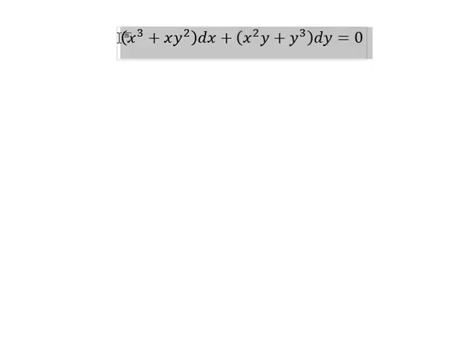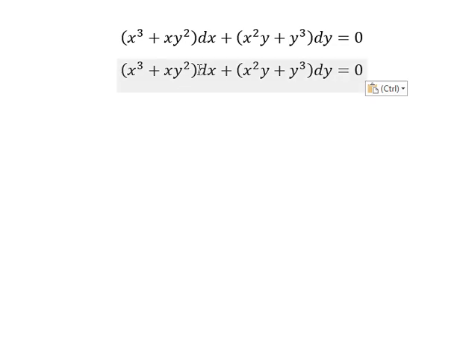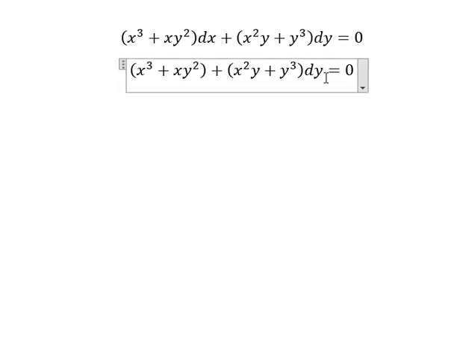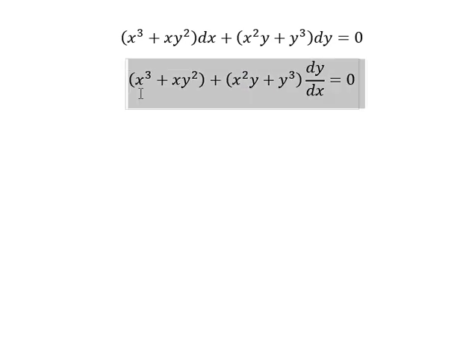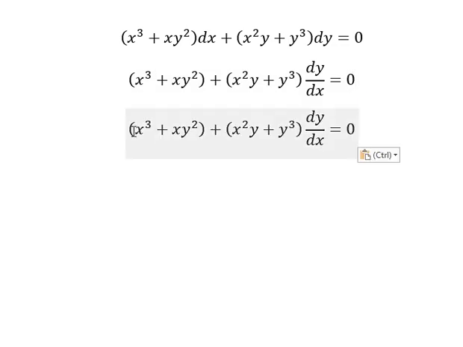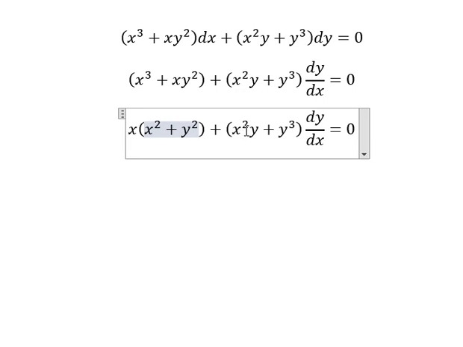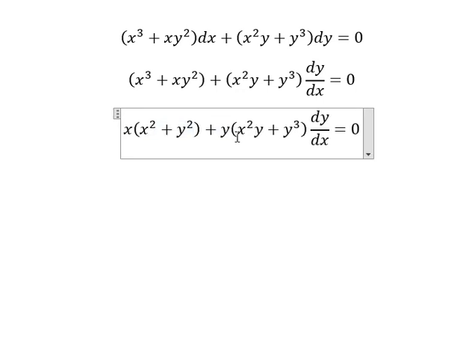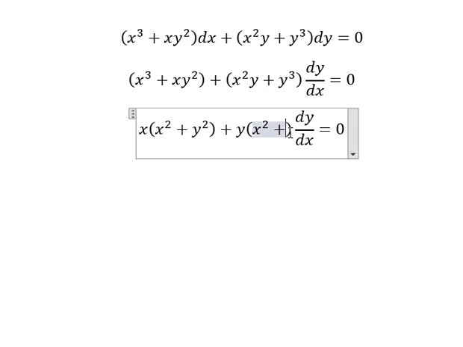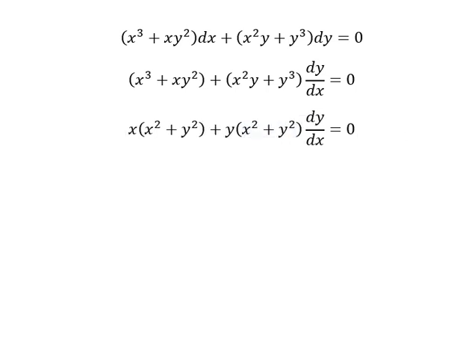So now I want to show you how to answer. We need to divide both sides by ds. Next, we can do factorization by s. This one by y. Now we can do factorization by x squared plus y squared. So we have it like this.